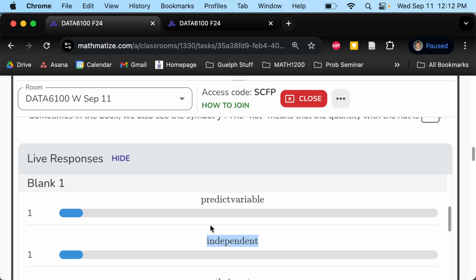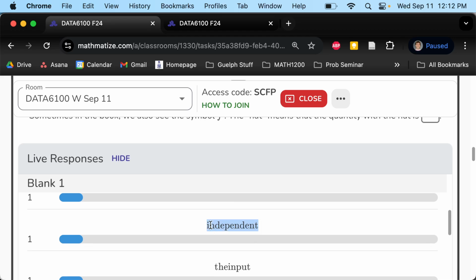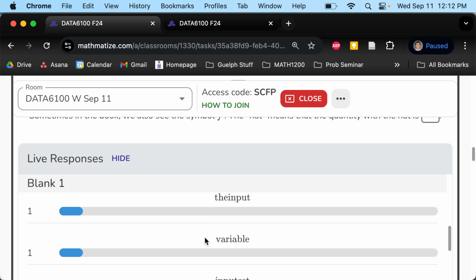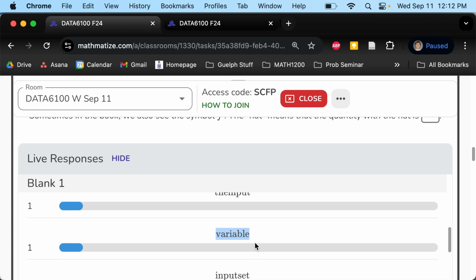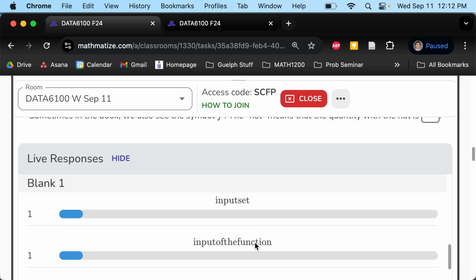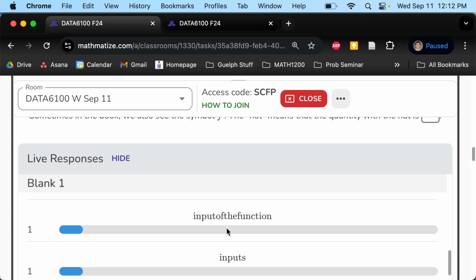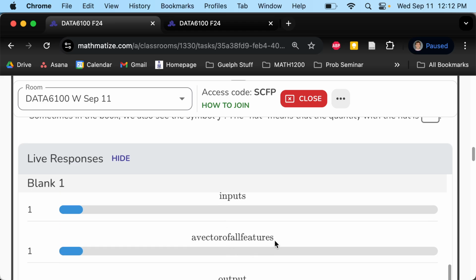Independent variable, you'll sometimes hear people say that. This one's less common. Input variable. This one is the first one that is definitely wrong. Don't say variable. Everything is a variable. So it doesn't tell you anything. Input. This is the right idea. Input of the function. Inputs. A vector of all the features. Okay, this is another good one to think about that people say is the feature, the vector, or the features.